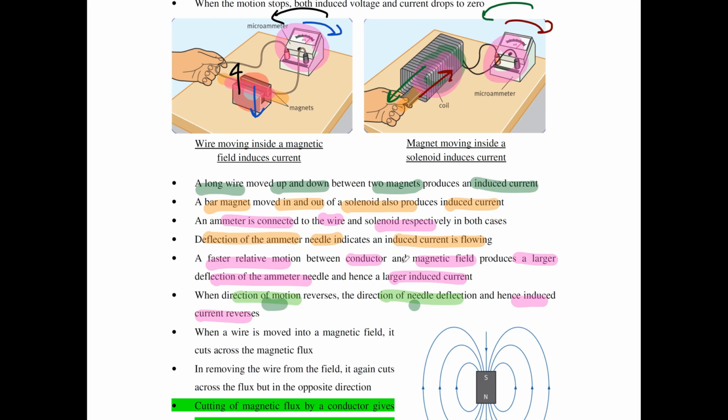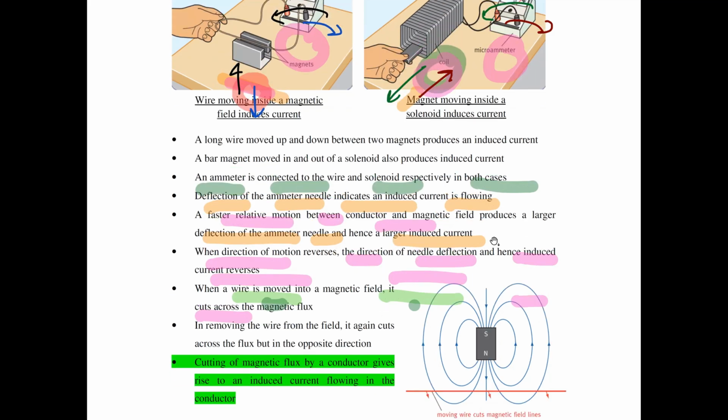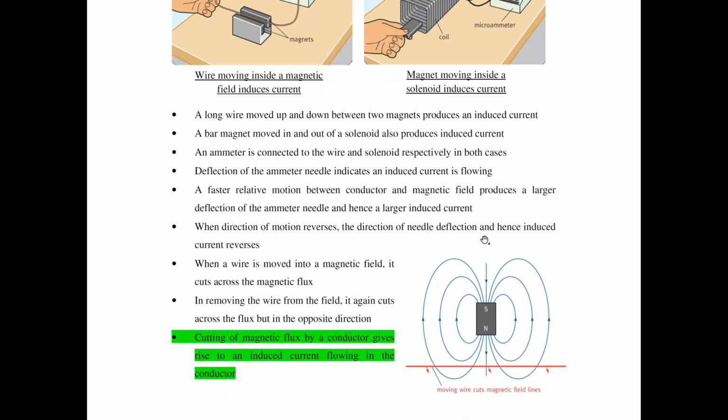So why is it that when you have relative motion between your conductor and your magnetic field, you have an induced EMF in the first place? What actually caused the induced EMF and induced current? So if you relate to the first case here, when you were moving your wire in and out of your magnetic field, what actually happened was that your wire was actually cutting across the magnetic flux of the magnets.